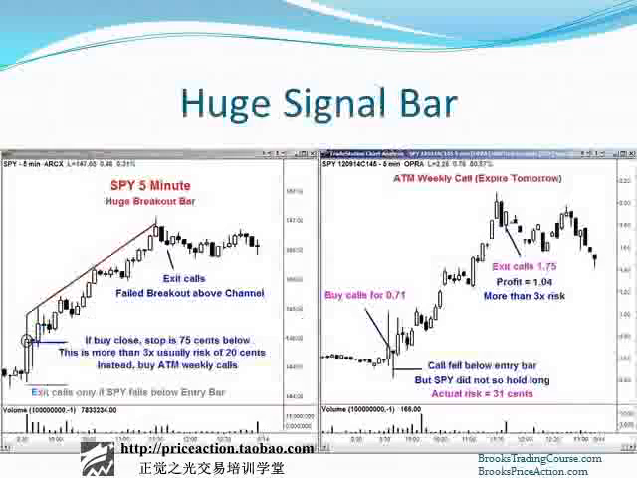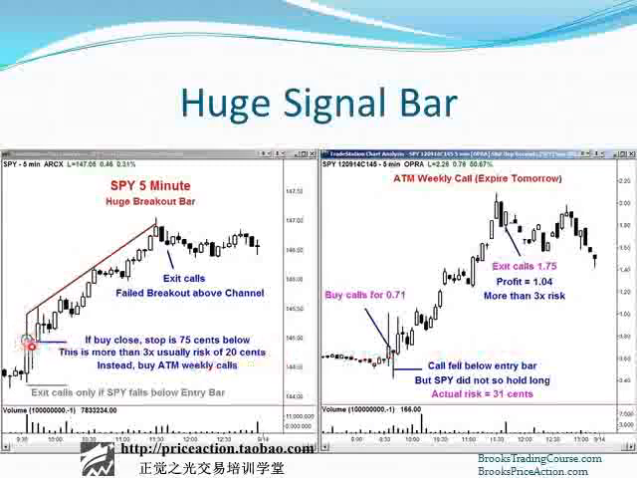Okay, so here's an example. There was an FOMC report here, and we had a huge bar on the spider. This is the spider on the left. This is the weekly call, the at-the-money call on the right. The call expires tomorrow. The spider had a huge bar and then a huge pullback on the very next bar. Right? If you buy the close of this bar, your stop is below the bar and 75 cents below, and that's more than 3 times the usual 20-cent stop that you might use. Your alternative is to trade the weekly calls.